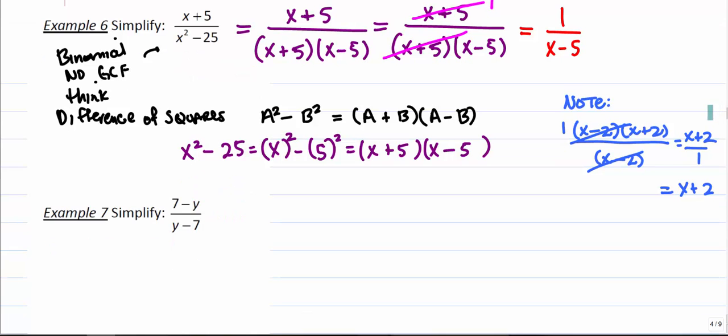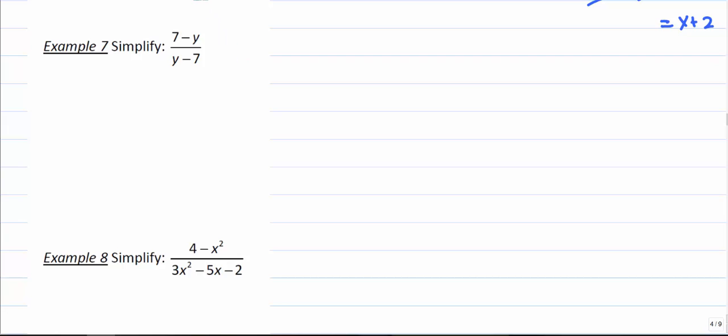All right, example 7. This is an important concept. On example 7, it would be so awesome if I could just turn that around and make it y minus 7. But I can't do that because that's not addition. If it were addition, if it were something like 3 plus a over a plus 3, well, that's perfectly okay to do, right? Because addition is commutative, meaning you can reverse the order. And then you get something divided by itself is 1.